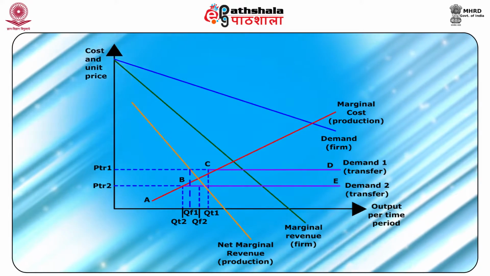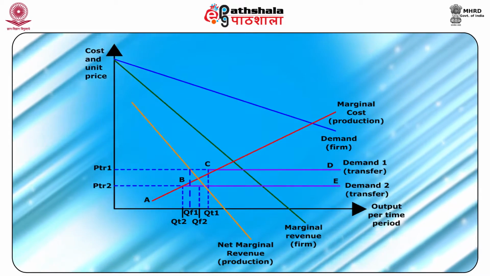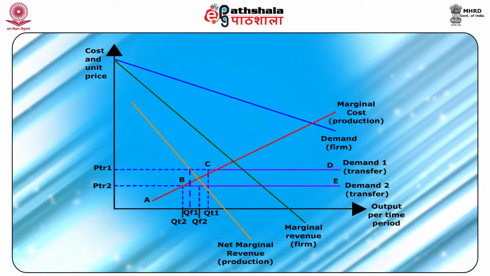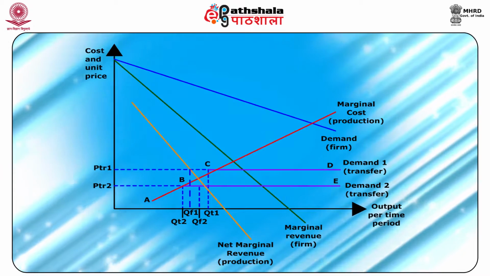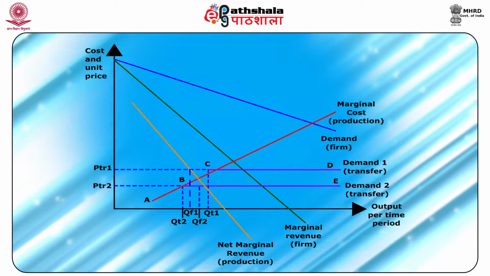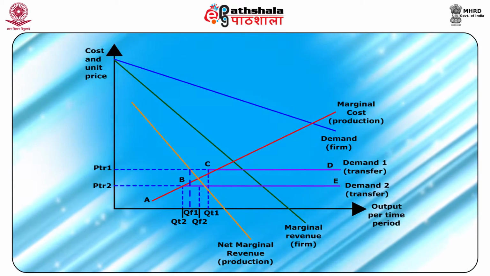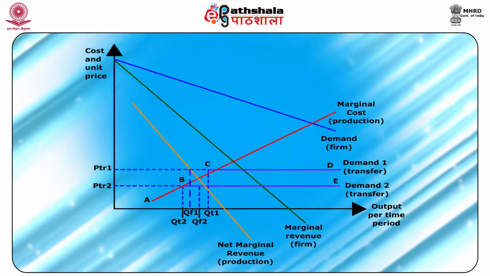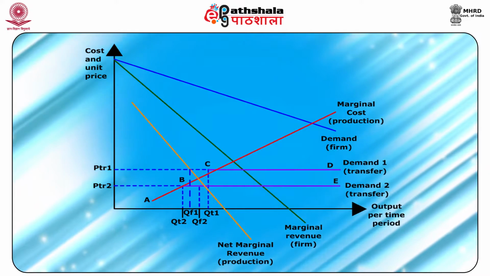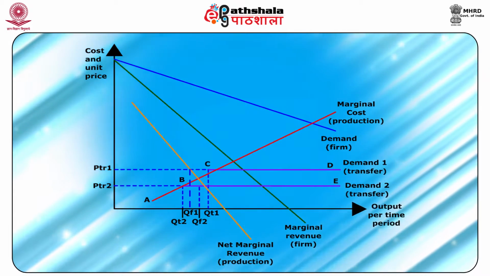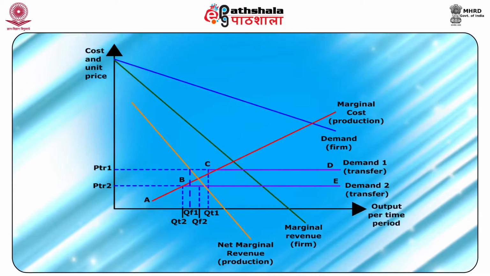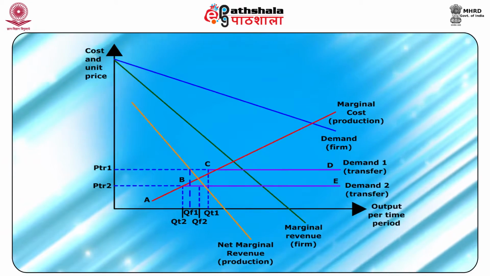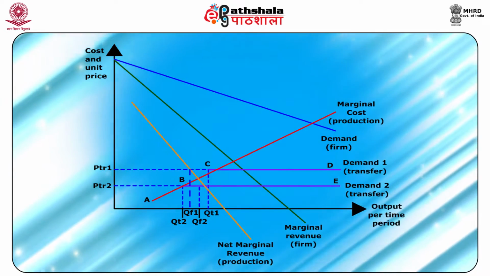The original demand curve, if we were to have a competitive situation, would be demand 1, which is relevant for transfer pricing because it is an inter-firm transaction, and then we could have another line which is demand curve 2, which is also for transfer pricing. Now let us consider this diagram.